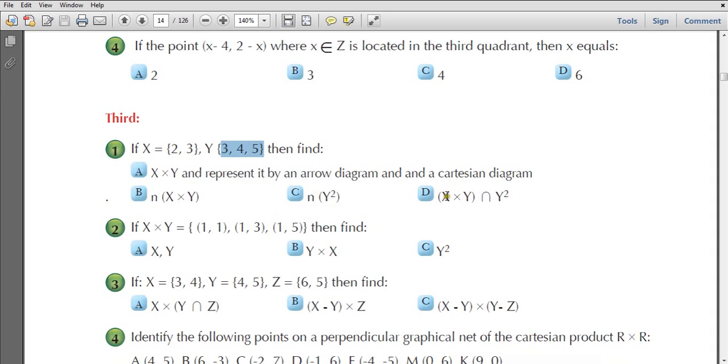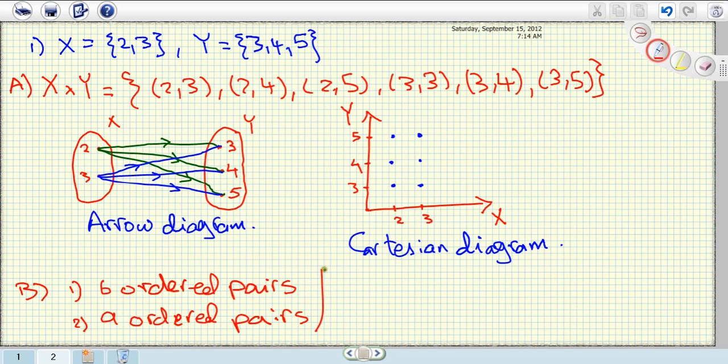Okay, here it says the Cartesian product of x and y intersect y². This is a very good question because this question has 2 parts. The first part is x times y, and the second part is y². Then for the final answer, I'm going to find the intersection of these 2 Cartesian products. Okay, let's answer this. Number 3.